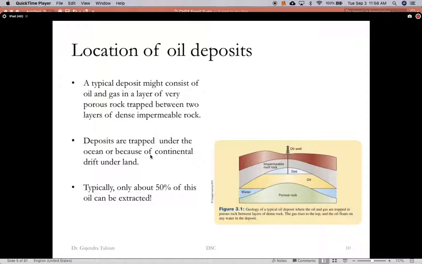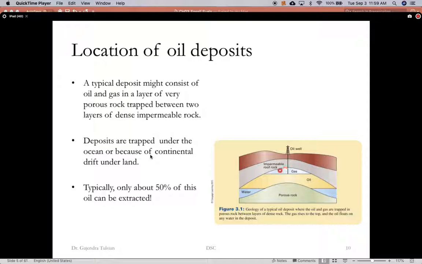So where are the oil deposits located? Deposits are trapped under the ocean or, because of continental drift, under land. They initially are formed in the oceans, and then because of continental drift, you can find oil deposits under land. So again, oil and gas is found in a large layer of very porous rock trapped between two layers of dense, impenetrable rock.